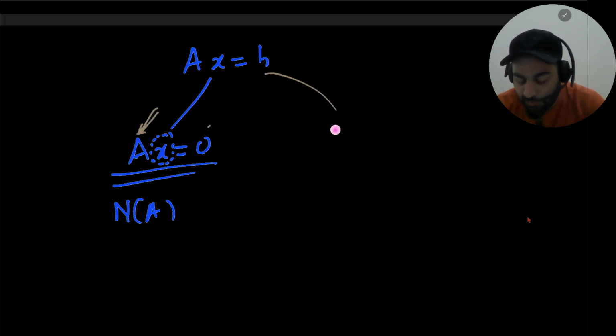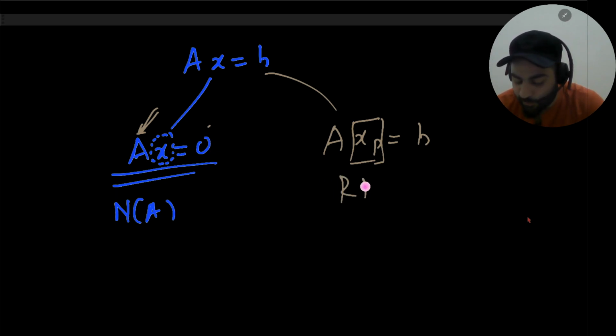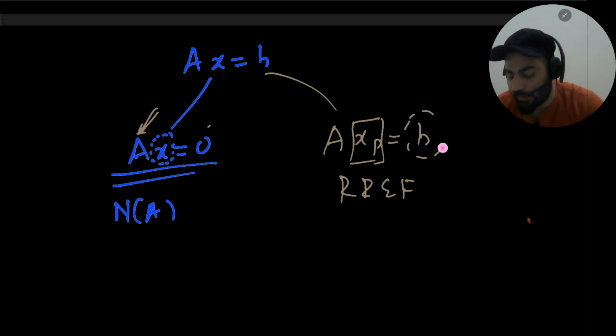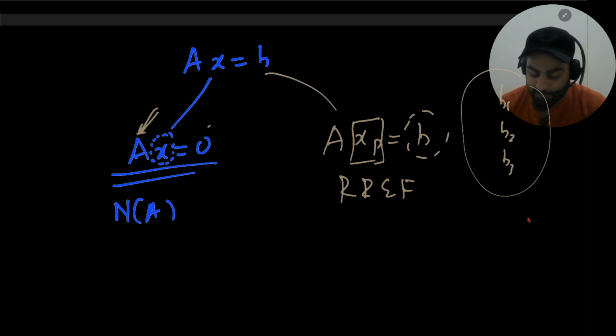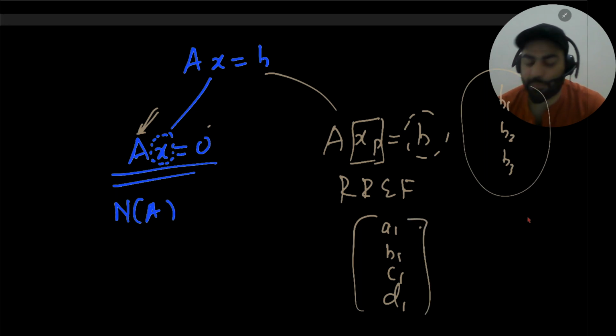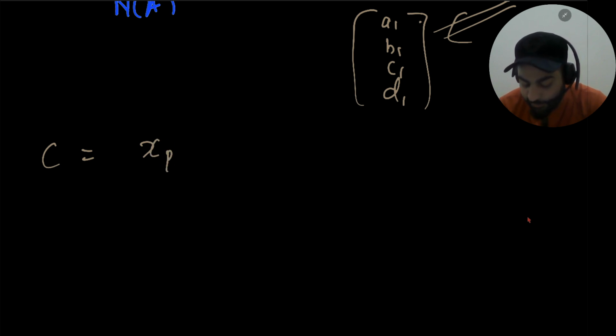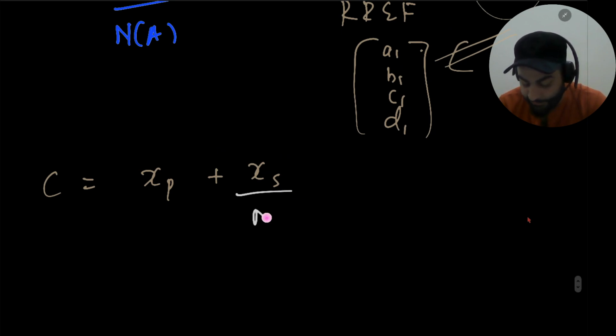Now the other thing that we were to solve is Ax_p = b. So we want to find a particular solution. How to find the particular solution? Again, by reducing it to row reduced echelon form, and then setting b to some values b1, b2, b3, and we'll find one particular solution. Let's suppose that solution was a1, b1, c1, d1, something like this. That was our particular solution. To find it, watch the previous video. And then we said the complete solution is this particular solution plus this special solution. This special solution is basically the null space.